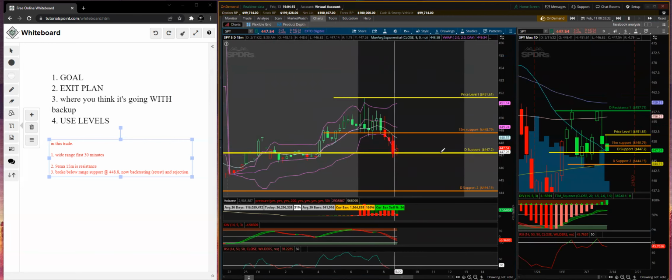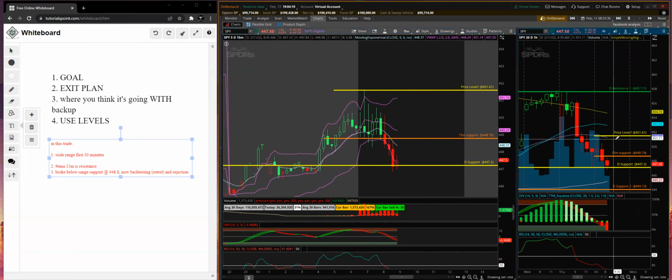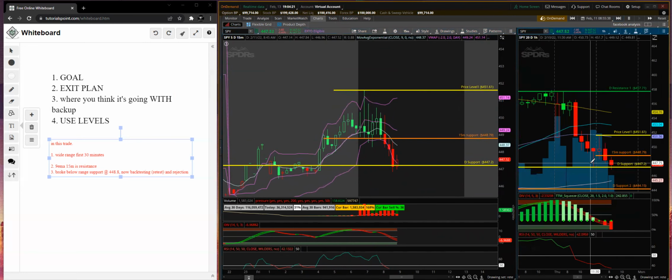We are hitting my first day support right here at 447, which was yesterday's support. You can see right here, we had the low of day yesterday at 447.20, and we hit that just a few minutes ago. So you can sell most right here in your first target. So we sold 4, and now we still have 2 left.